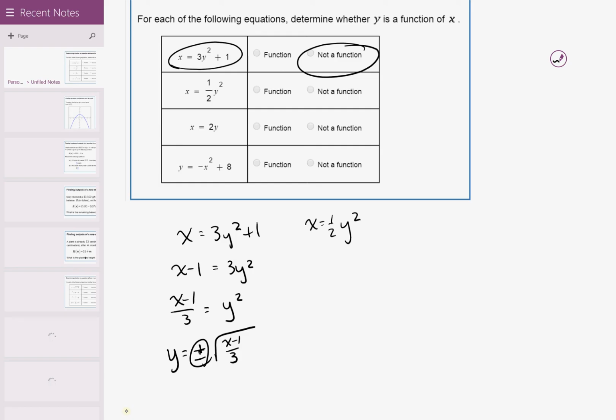So in this case, I have 2x is equal to y squared, and when I take the square root of both sides, I get y is equal to plus or minus the square root of 2x. So again, that is not a function because this is two solutions.